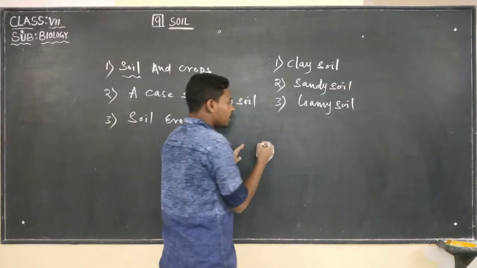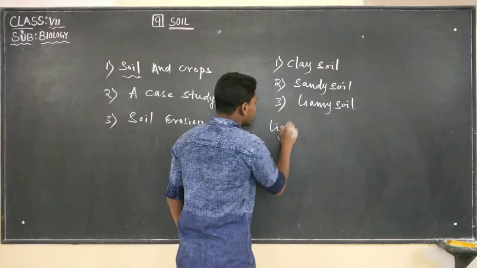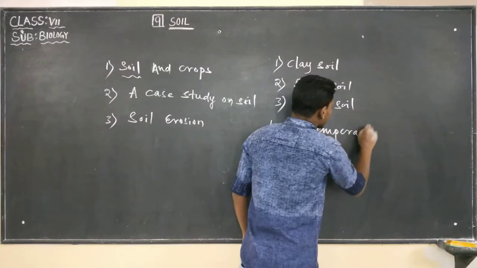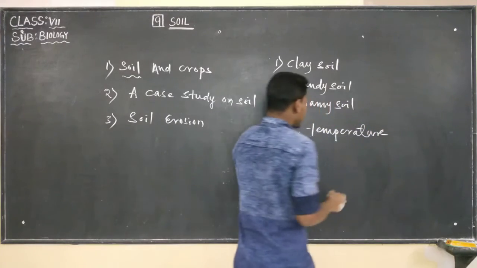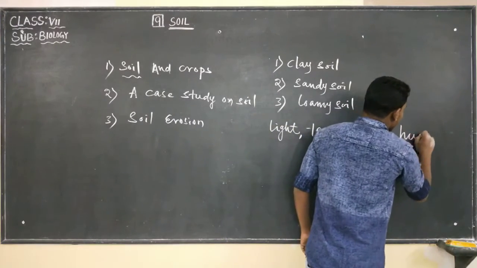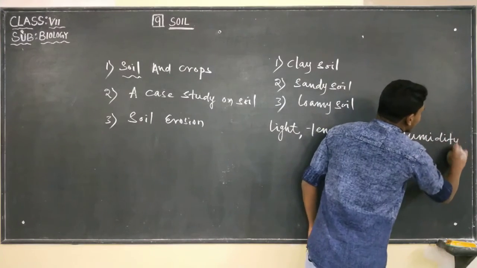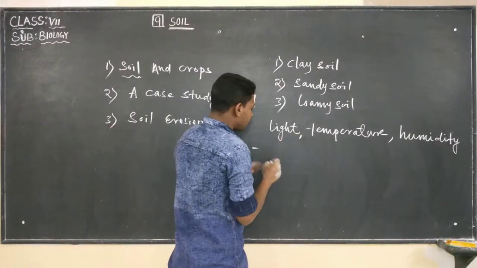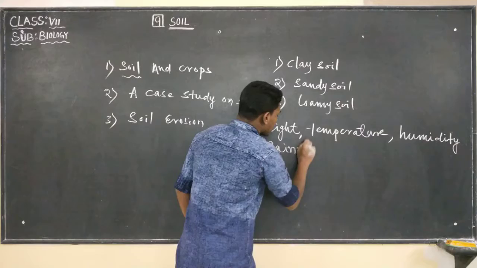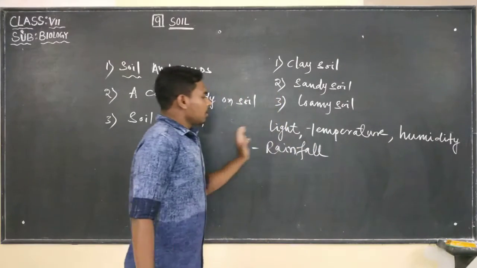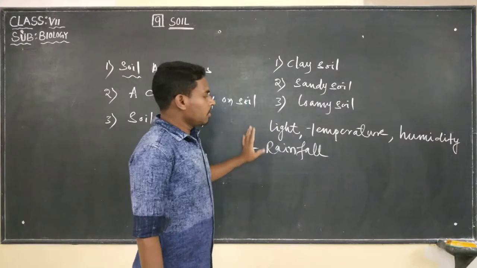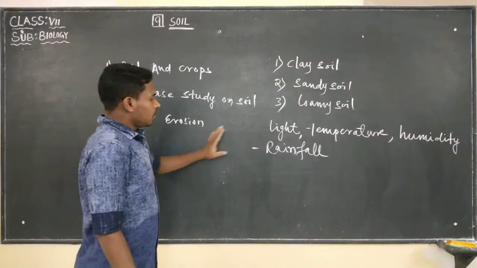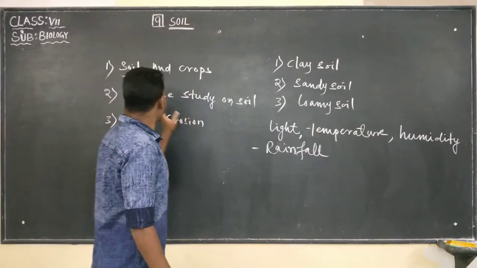by the climatic factors like light, temperature, humidity, and the very important climatic factor, that is rainfall. These are the climatic factors that are going to affect the soil.